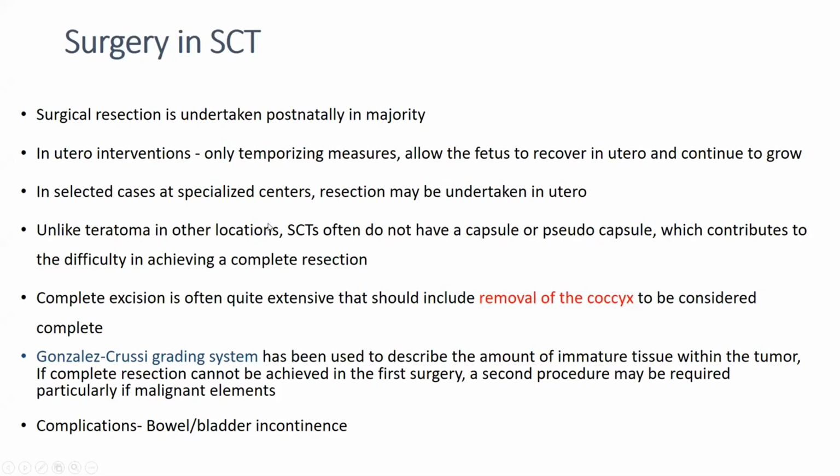Unlike other teratomas, sacrococcygeal teratomas do not have a capsule or pseudocapsule, so many times it is not possible to achieve a complete resection. Complete resection in these tumors is quite extensive, and it should include removal of the coccyx. This grading system, the Gonzalez-Crussi grading system, has been developed to see the immature component in these tumors. If the tumor is incompletely removed, and there are immature or malignant components on histopathology, then second look surgery should be conducted for these patients.